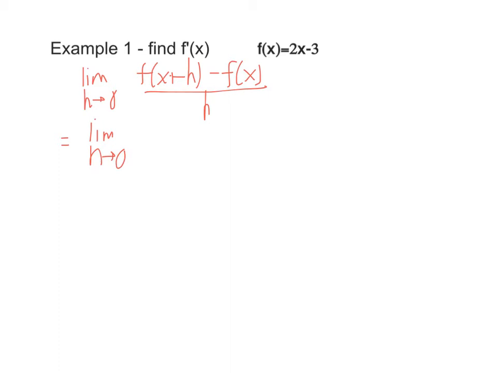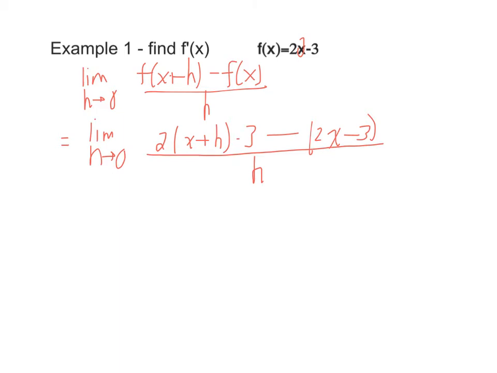Here, f of x plus h refers to the function. Everywhere you see an x value, I'm going to replace it with an x plus h. So it'll look like this. 2 times x plus h in parentheses minus 3. The next thing that gets substituted in is the original function. I'm going to subtract off the original f of x. In this case, 2x minus 3. This is all over top of h.